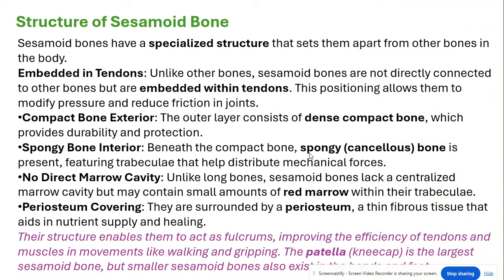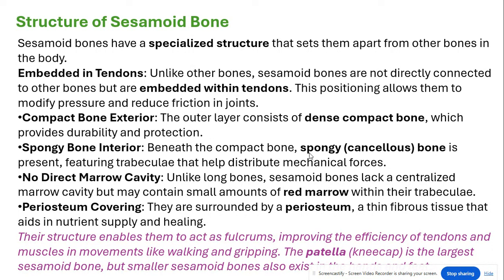Compact bone, exterior. The outer layer consists of dense compact bone, which provides durability and protection. Spongy bone, interior. Beneath the compact bone, spongy bone is present, featuring trabeculae that help distribute mechanical forces. So outside we have compact, inside we have spongy, which distributes mechanical forces, but on the outside we are all about durability and protection, okay? No direct marrow cavity. Unlike long bones, sesamoid bones lack a centralized marrow cavity, but may contain small amounts of red marrow within the trabeculae. So it does contain red marrow.